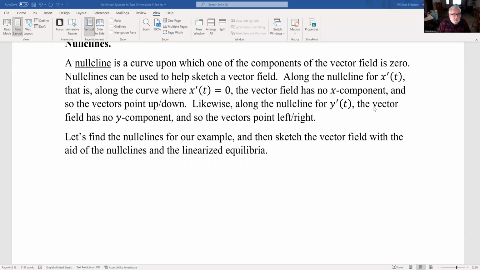Okay, now we'll build up the nullclines for our vector field. A nullcline is a curve where one of the components of the vector field is 0, and we can use this to help sketch a vector field. If we have a nullcline for x prime of t, that's where x prime of t equals 0.